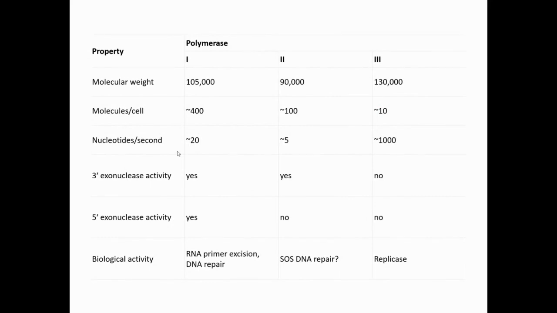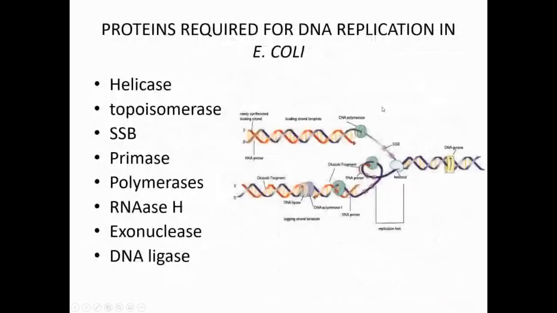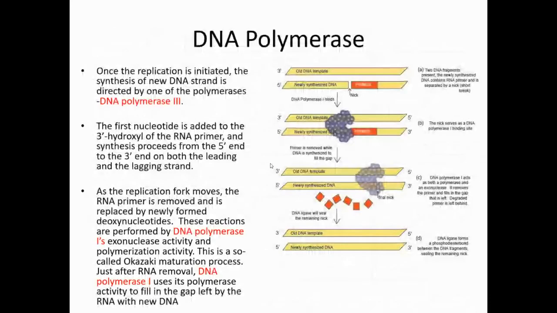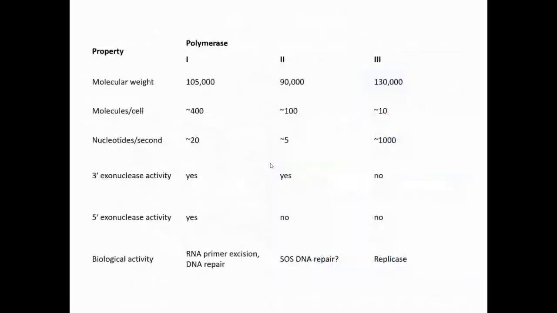So DNA polymerase 1 is what removes it, and then DNA polymerase 3 goes and fills in the gap. No, 1 fills in the gap. 3 is the original polymerase that synthesizes the majority of the DNA. So 3 is the major one, and 1 is the one to fill in the gap. 3 creates and replicates the strand, and 1 fills the gap when the RNA primer has been removed. Correct.